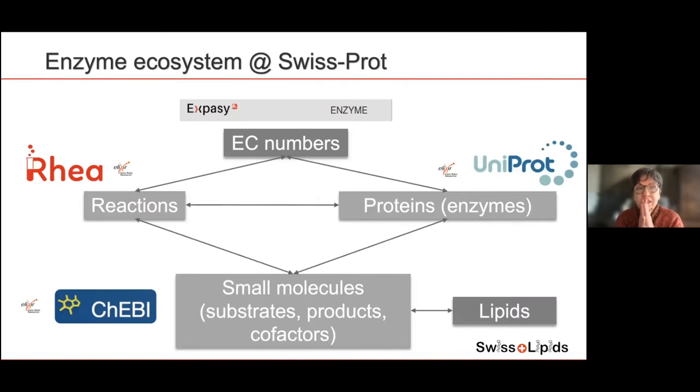So what we will see this afternoon is the enzyme ecosystem at Swiss-Prot, the Swiss-Prot group. We are developing several resources. Developing, that means we are curating and developing functional annotation resources in different areas. This afternoon, I will present reaction, enzyme classification with EC number, and the KB ontology. And after this section, Marie-Claude will present the UniProt resource.